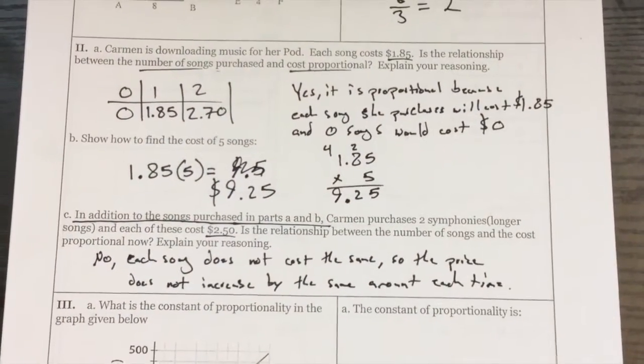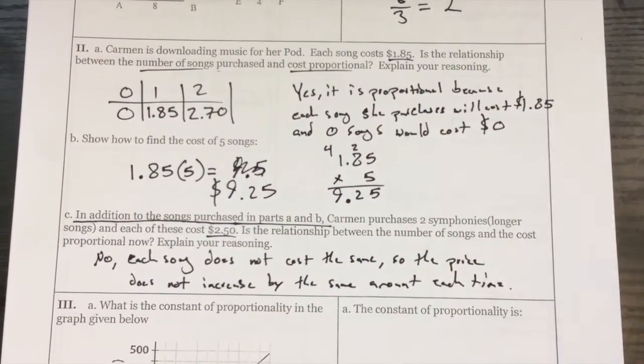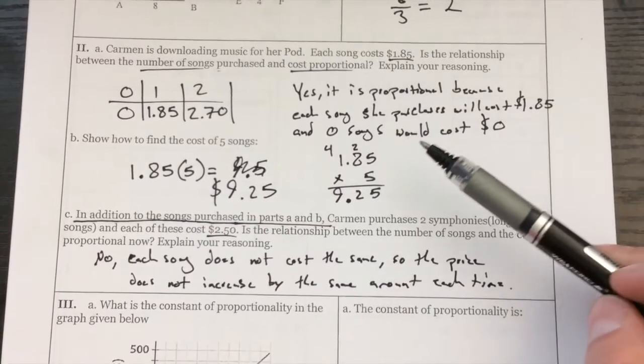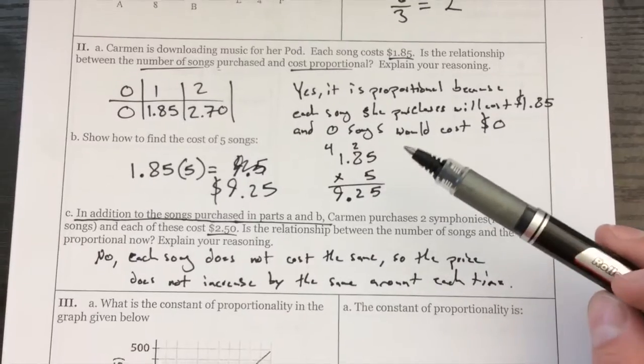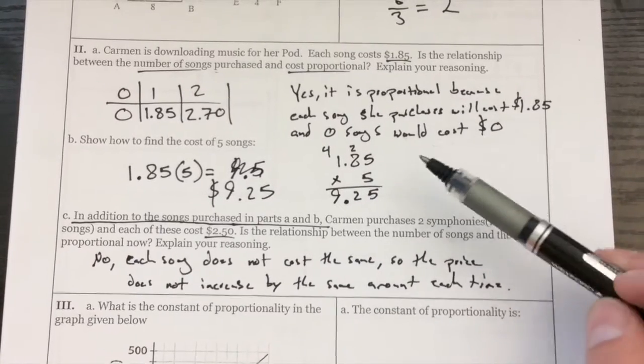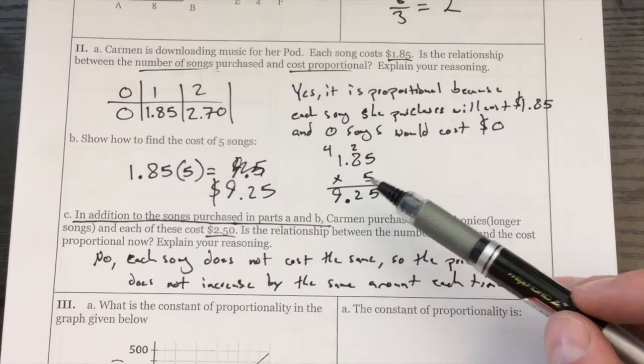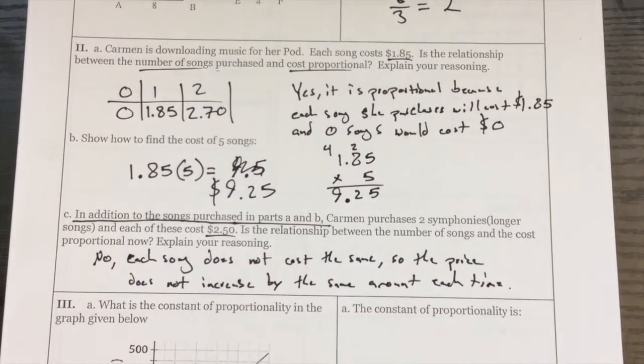There you go. Also remember that if you had an extra cost, like if I said there was a $5 membership fee to join the website where we're downloading from, then that would not be proportional because that flat $5 fee makes it not proportional. All right, let's go on to standard 3.